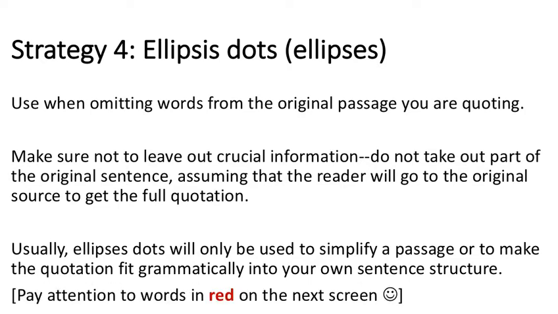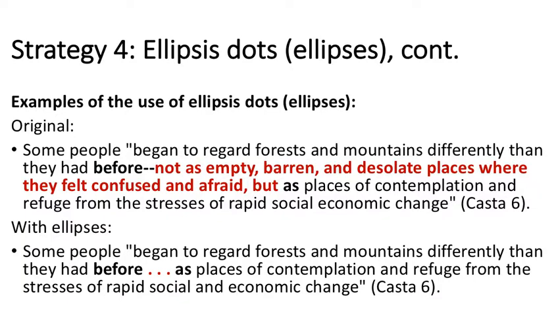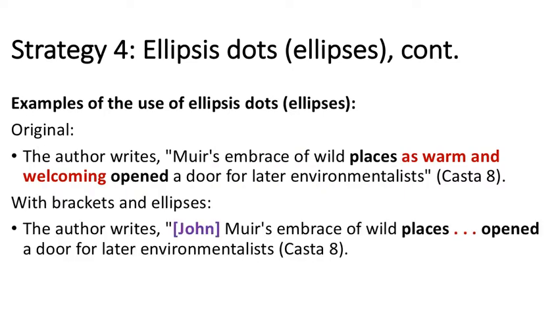So let's look at some examples, and the words in red are the words that have been omitted or left out. So this is the original passage with the words in red left out in the passage with ellipsis. This is the original, and here's the passage with an ellipsis added in and also a word added in brackets.